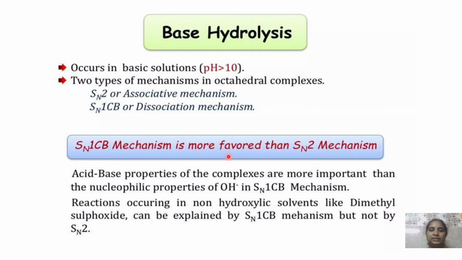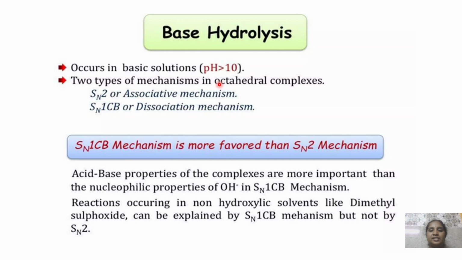Today we will discuss the topic of base hydrolysis. Base hydrolysis occurs in a basic solution, where pH is greater than 10. In the previous class we saw acid hydrolysis, where the pH is less than 3.